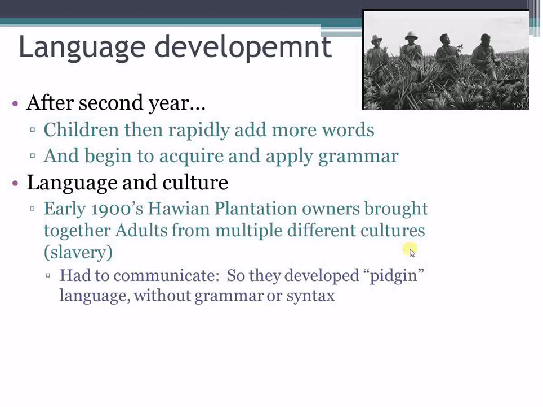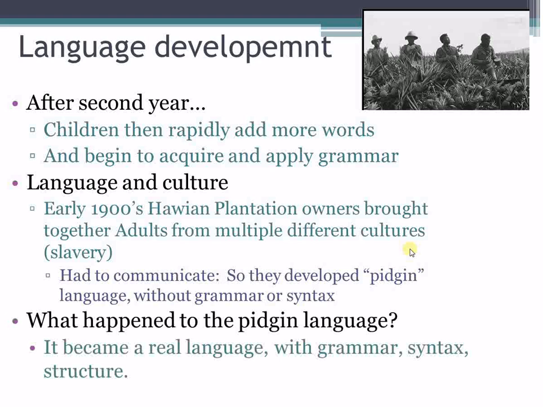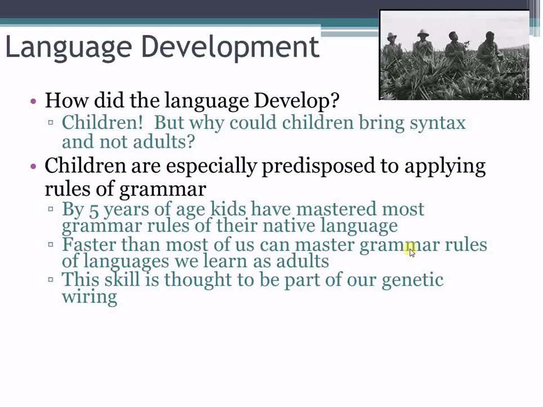So in the 1900s, Hawaiian plantation owners were using slaves to work their fields, and they would bring slaves from all over the world, and all of these different cultures spoke different languages, so they had to communicate with each other, and they developed a pidgin language. This pidgin language started out as a rudimentary form of language, but over time it developed a grammar and a syntax, and this grammar and syntax was applied by the children of these slaves, right? So they started with their native language, but then the children grew up speaking this pidgin language, and the language evolved from there. And so this is more evidence that children are especially predisposed to applying rules of grammar.